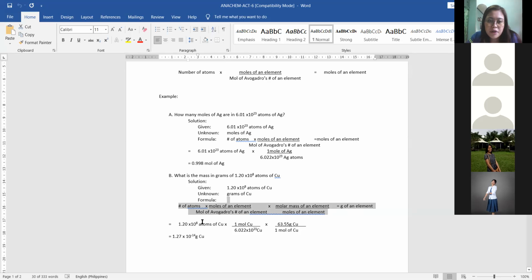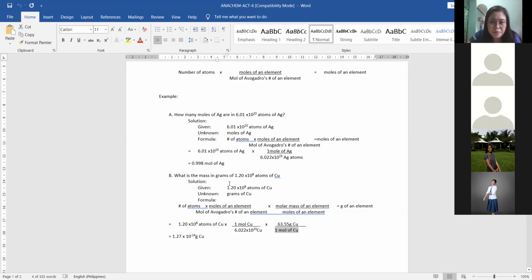From the given number of atoms, we still multiply by Avogadro's number or Avogadro's constant for one mole of the element, but this time with an additional factor. That's the molar mass of the element. Okay? Remember, the unit of molar mass is grams per mole, so grams in the numerator and mole in the denominator. That's the unit for our molar mass.